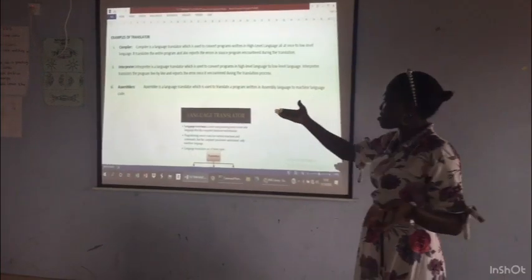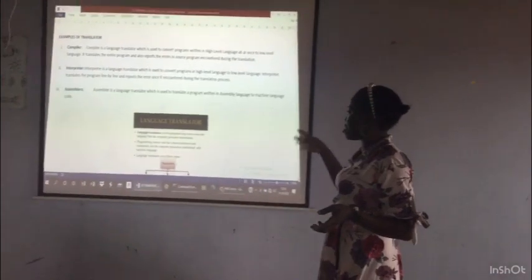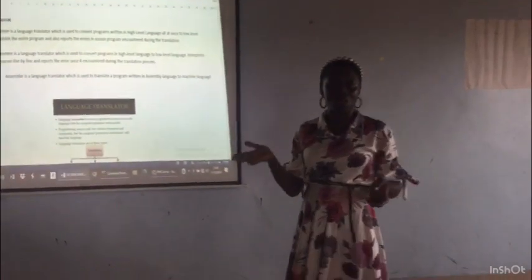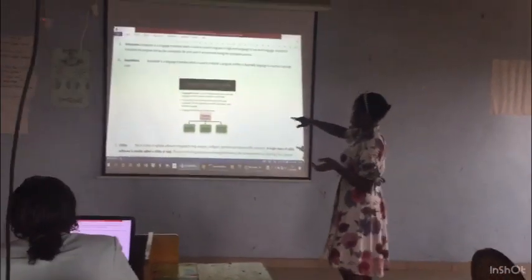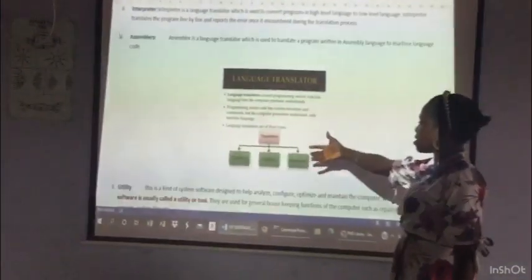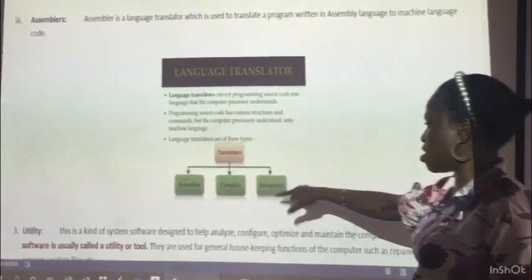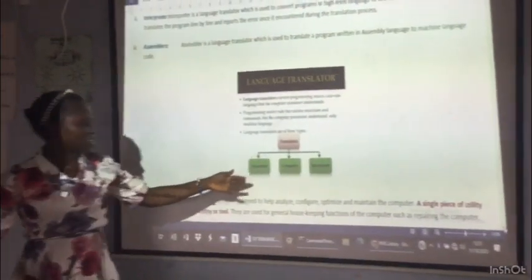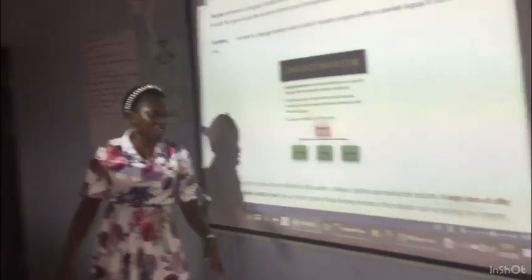We also have the assembler, which is a language translator, and it is used to translate a program written in assembly language to machine language code. If you can see the chart on the screen, where we have the language translator, this language translator is divided into 3 parts. The first part is the assembler, the second is the compiler, and the third is the interpreter.